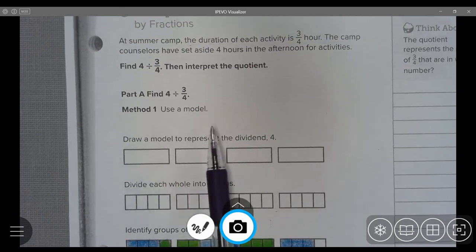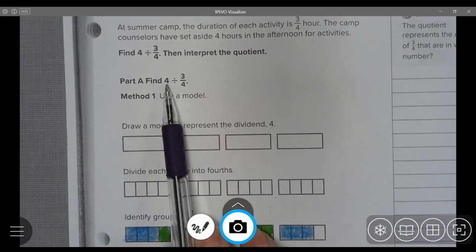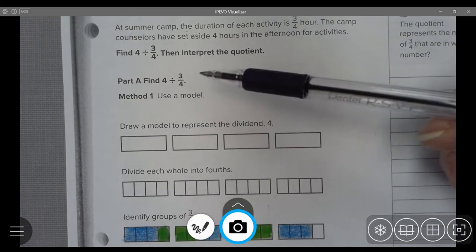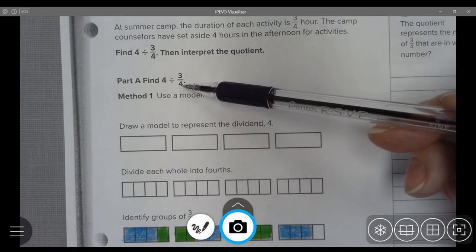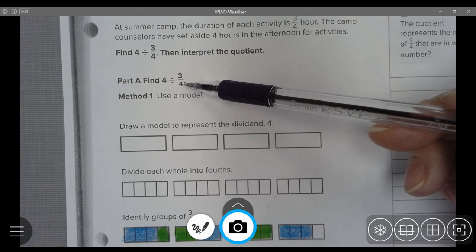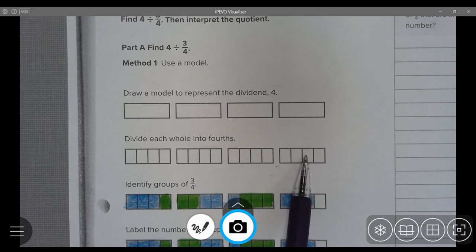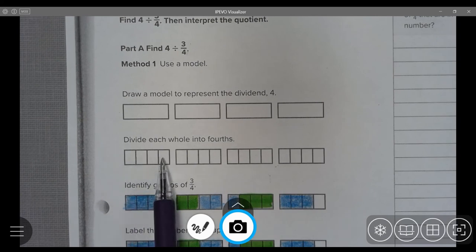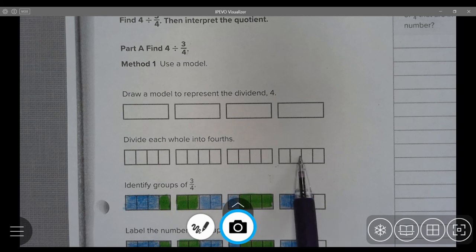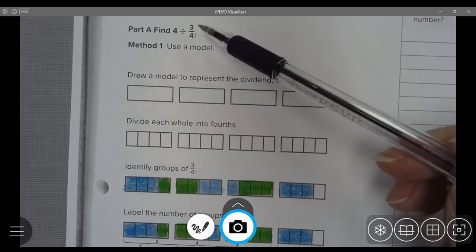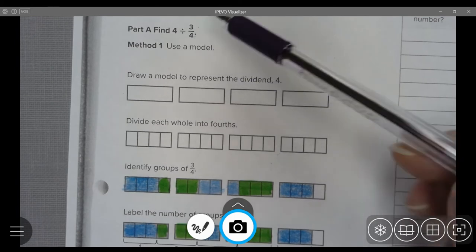So here we go. We're going to use models. It said we have the whole number 4, so we created 4 bars. We looked at the fraction, and the denominator was 4. So we took each bar and divided it into 4 sections. 1, 2, 3, 4. 1, 2, 3, 4. Then you have to identify the group, and we want groups of 3/4.